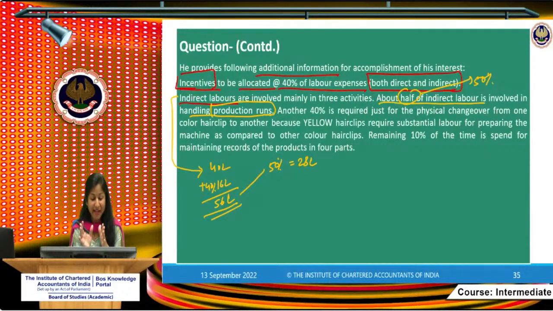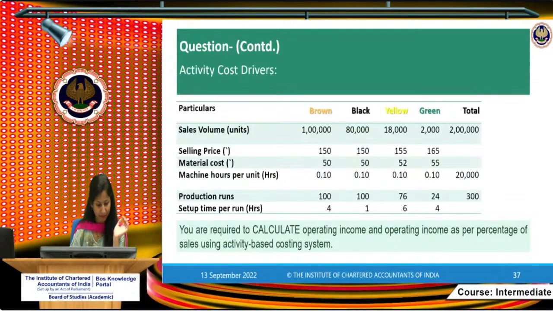Before starting this question in detail, I first went through what information we already have. This production run detail we had in the last slide at the end of the question. So we will move on to that part. Production run. Yes, here we have the production run. Total 300.